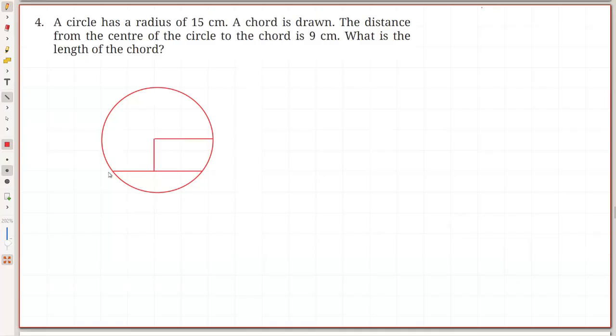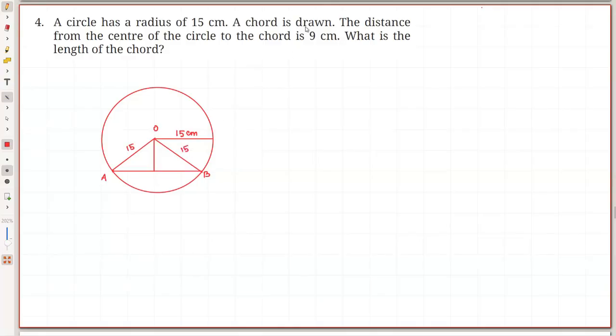So what is the length of the chord? This length they are asking. Length of the chord. So you can just take O as the center, and the radius is given as 15 centimeters. Now if I take AB as a chord, OA is a radius and OB is also a radius. This is also 15, this is also 15.